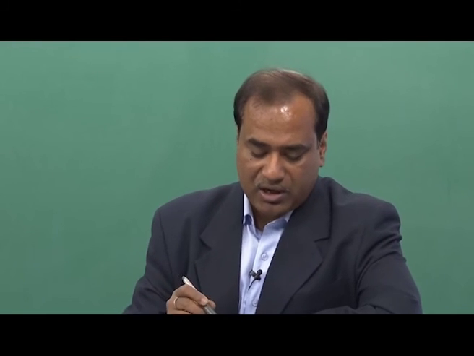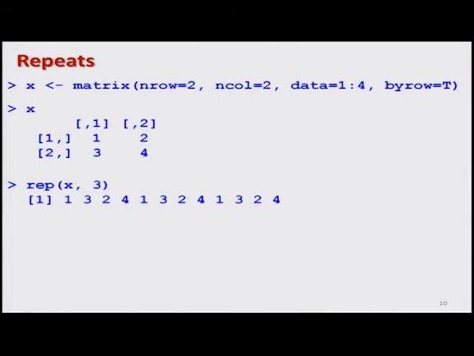Now in the next step, I take another example from matrix and use the repeat command over the matrix. So first of all, I generate a matrix having 2 rows, 2 columns, and the data is from 1 to 4. And this arrangement has to be with respect to rows. That means data has to be arranged row wise.